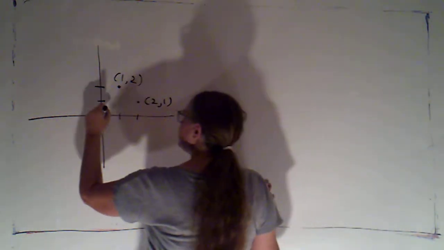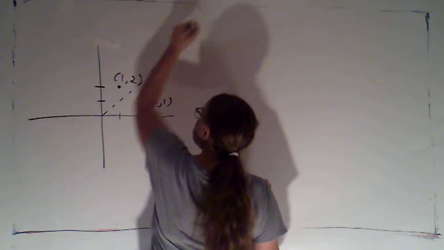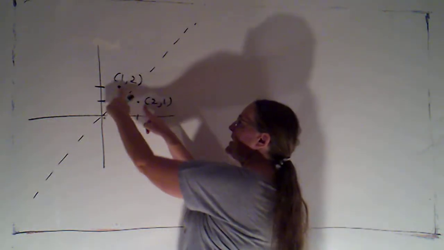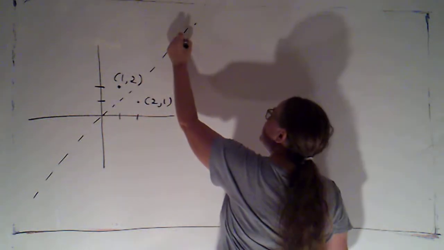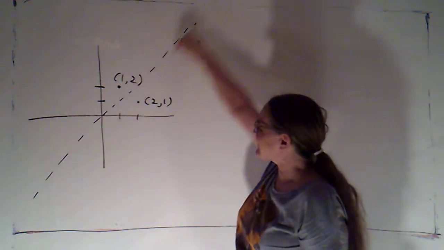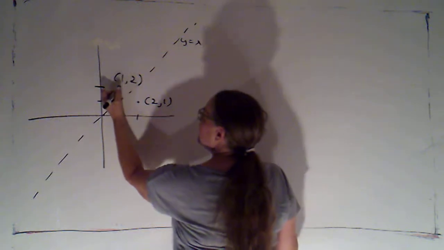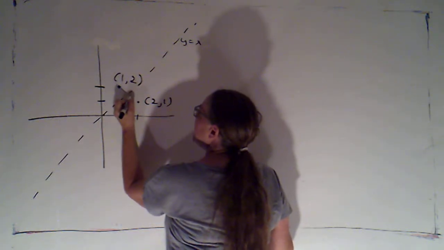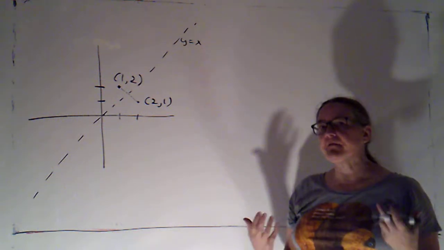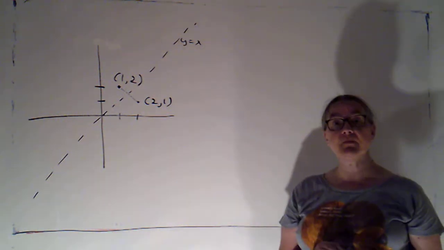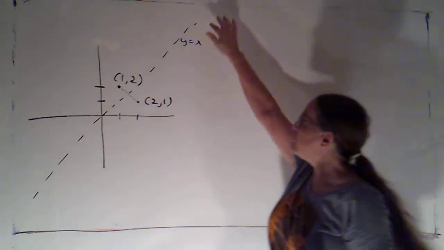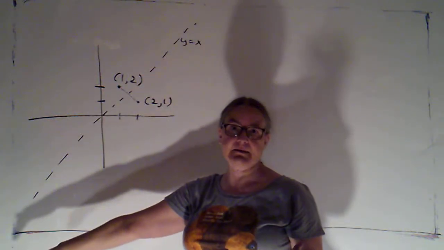Now, it turns out that this is really just the reflection of this point about the line y equals x. So it's like there's a mirror on this line y equals x. This point looks in that mirror, and on the other side of that mirror, it sees its mirror image. So the graph of the inverse function will always be the reflection of the graph of the original function over this line y equals x.